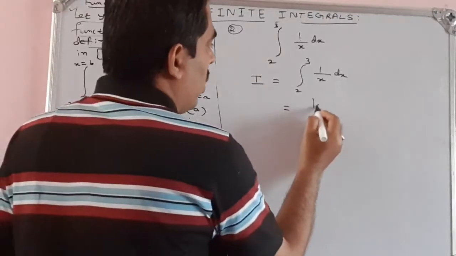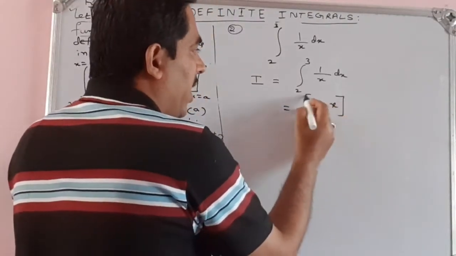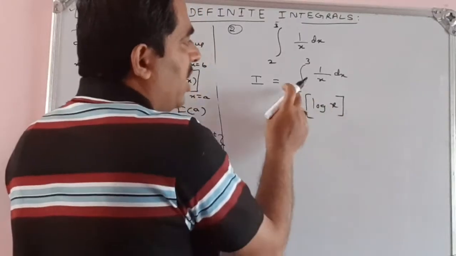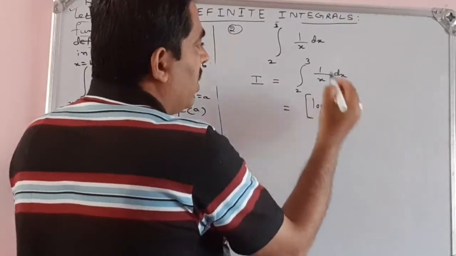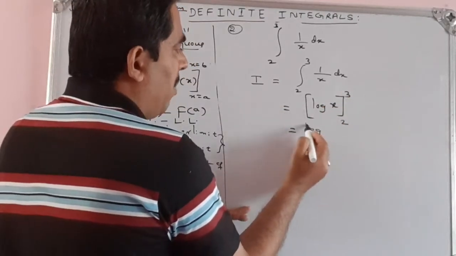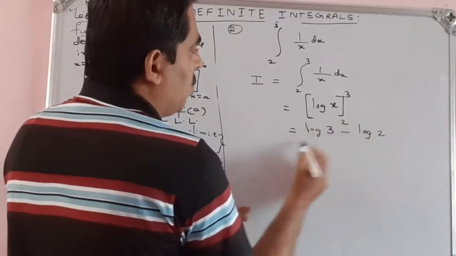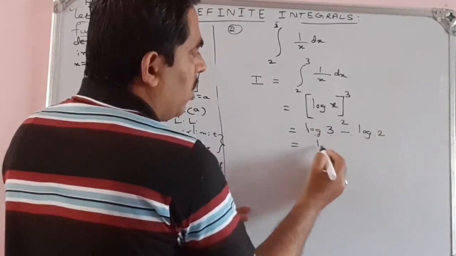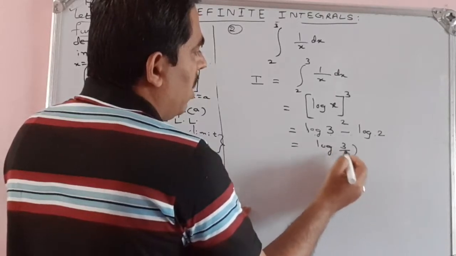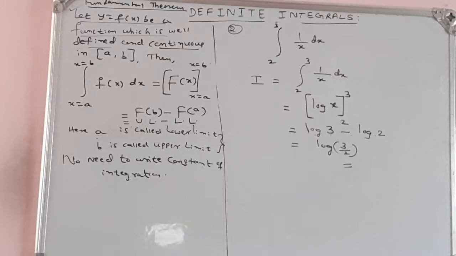Log x. So I can write that as log x. This is my antiderivative. After writing the antiderivative, don't write plus constant because it is a definite integral. Write the limits. I have written the limits here. So log of the upper limit, 3, minus log of the lower limit, 2. Using the log property, log m minus log n, we get log of 3 by 2. So that is the value.